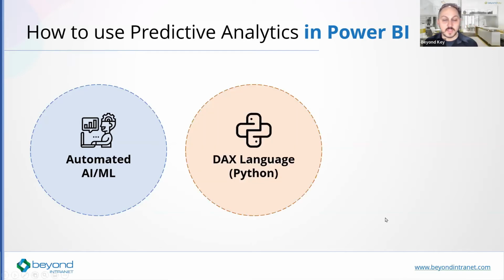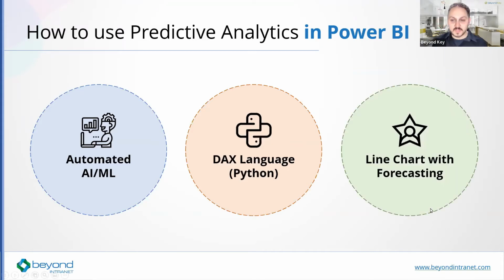The second type of way to use predictive analytics in Power BI is through the DAX language. Now, DAX is a Python-based code, and essentially what you're using is a library that has a bunch of different functions, operators, calculations, and algorithms to help you use predictive analytics in a clean and easy way. The final way to use predictive analytics in Power BI is through a line chart with forecasting.